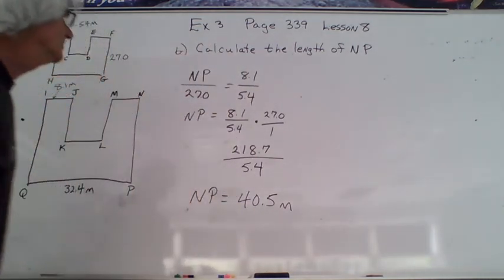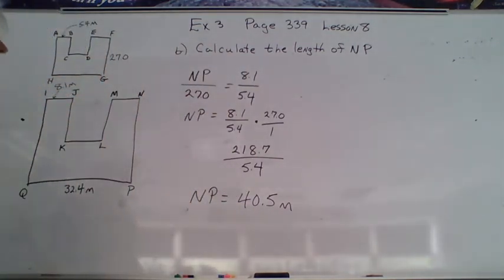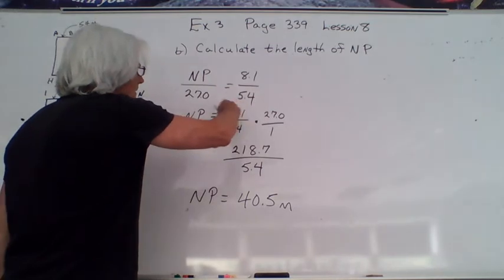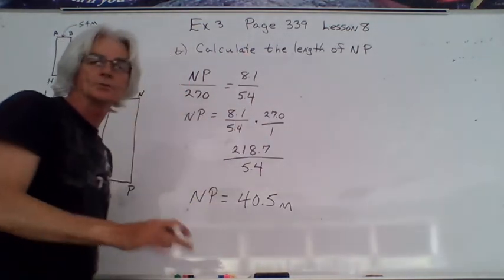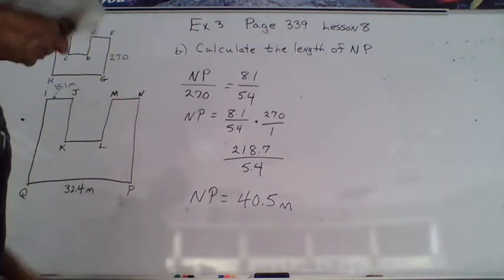Okay, lots of ways you can do it. You could have done this division here, calculated it out before you ever brought the 27 over. So there are a lot of different ways to do that.